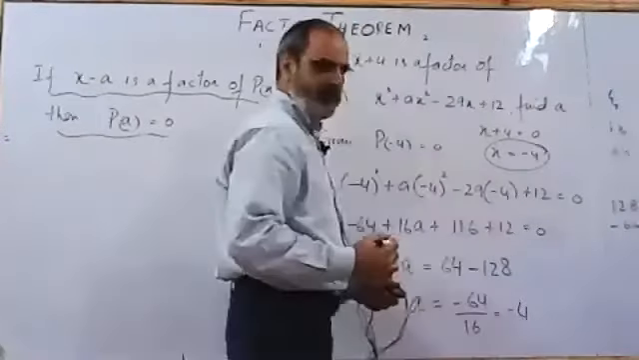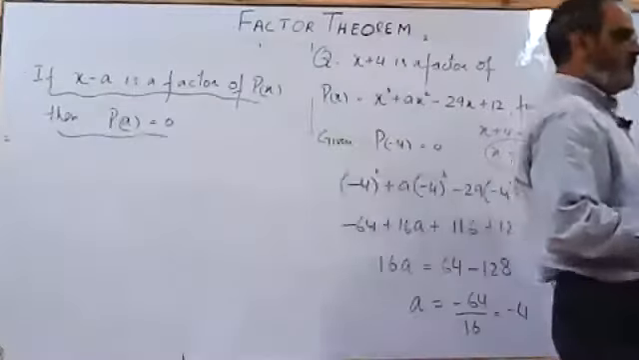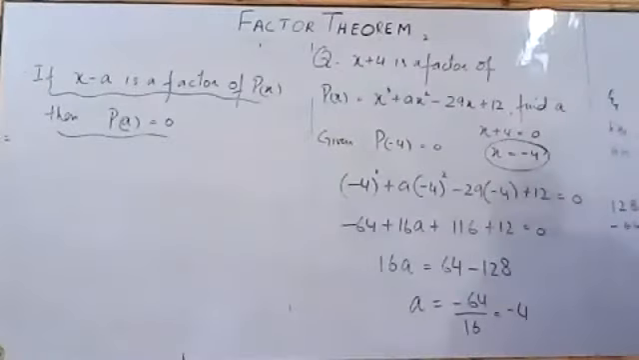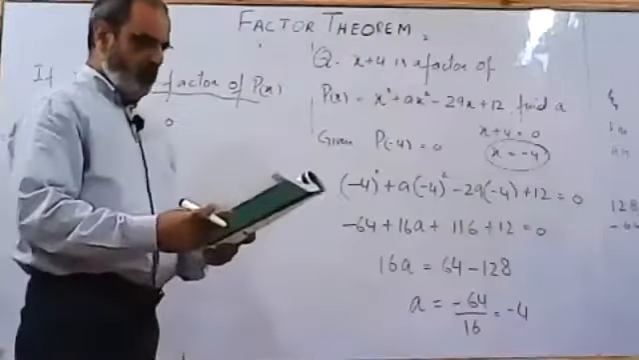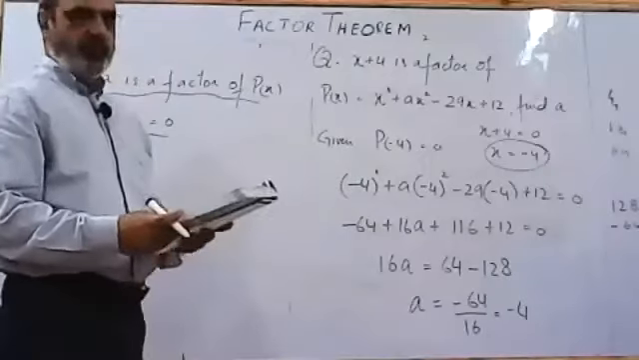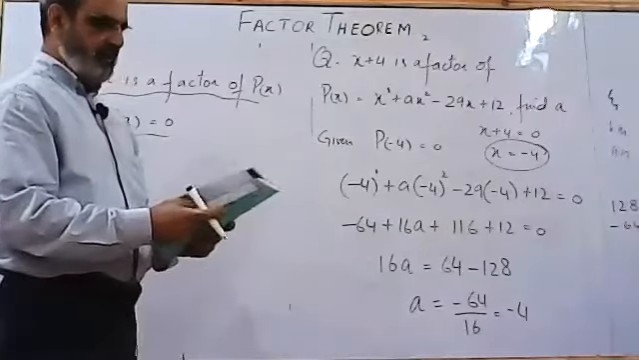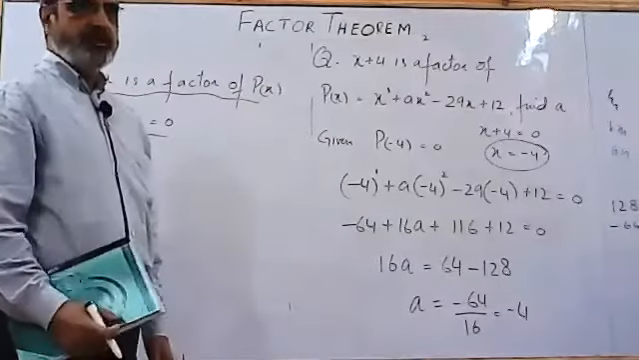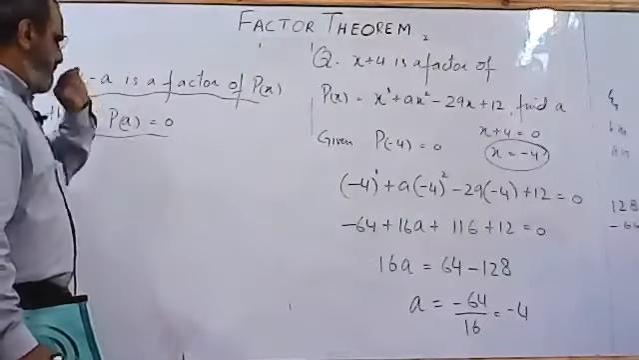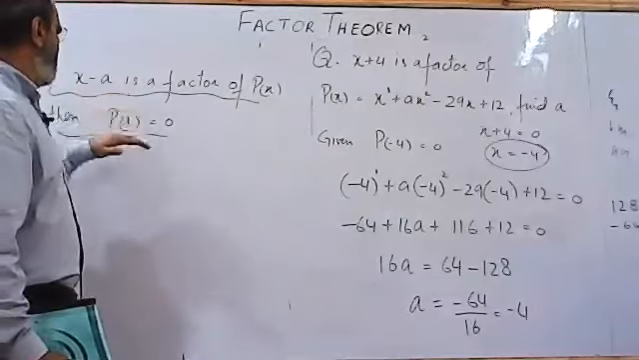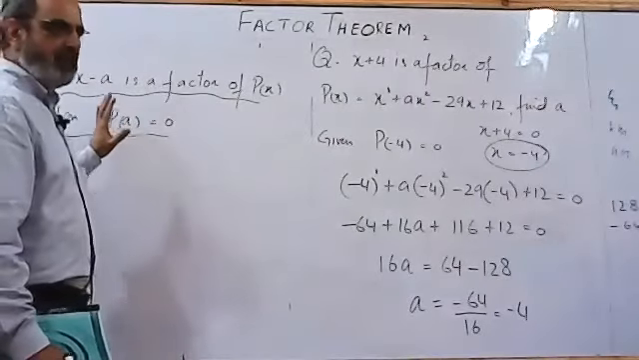So the value of a is minus 4. I hope you understand the technique which we are going to use in this exercise. If you have to prove that the given expression is a factor, you have to replace x by a in the polynomial and the answer will be 0.